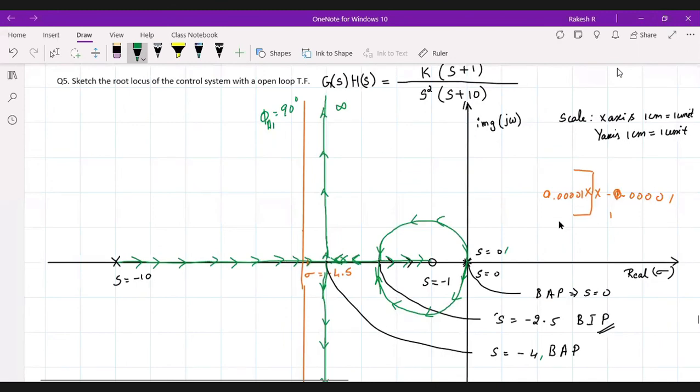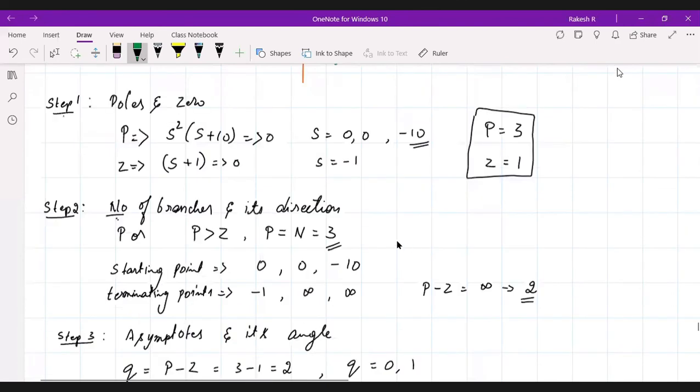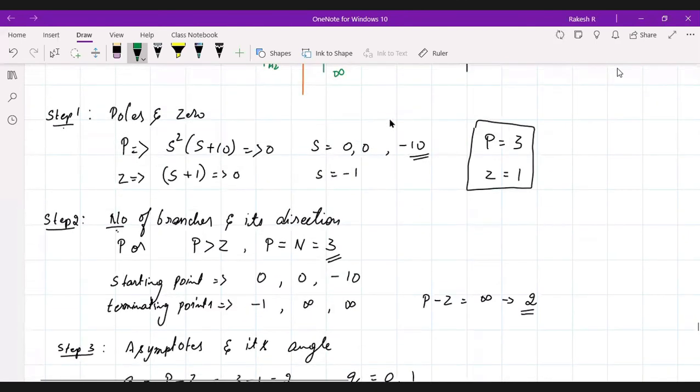I've seen students taking only s is equal to 0, one root. I've seen students taking only 0 and minus 10. When I asked this in the last internal exam last year, the students took only s is equal to 0 and s is equal to minus 10. This is wrong. You need to take three roots, that is s is equal to 0, 0 and minus 10. You need to consider this one here.